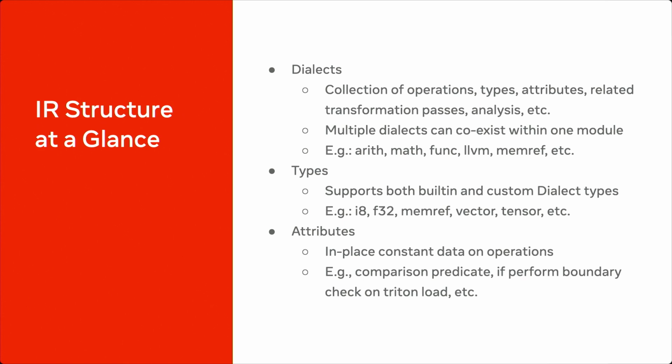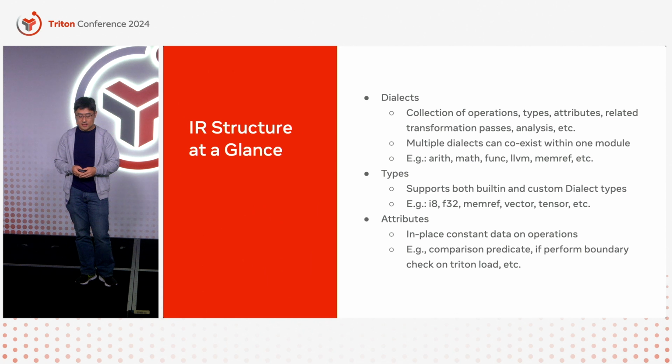LLVM dialect defines a lot of the lower level operations that typically have a one-to-one mapping to LLVM IR, and it's very, very useful when you integrate with a backend compiler. Memref dialect defines operations for us to easily work with memory allocation, deallocation, views, and so on. Types. MLIR supports both built-in and custom dialect types, and I listed some examples below.